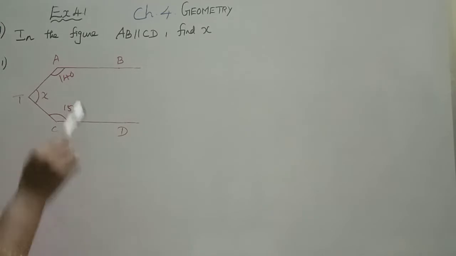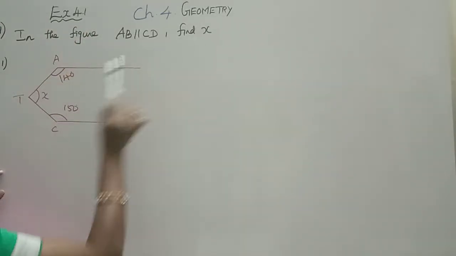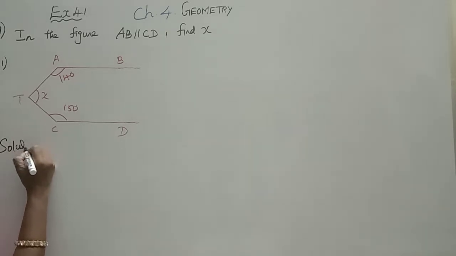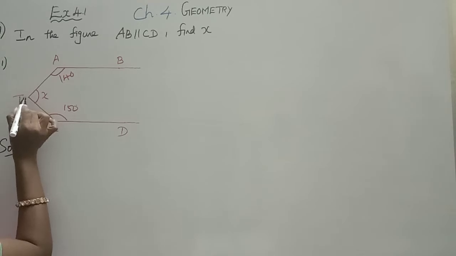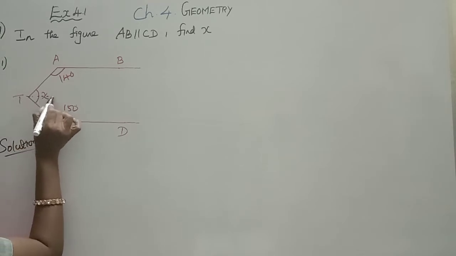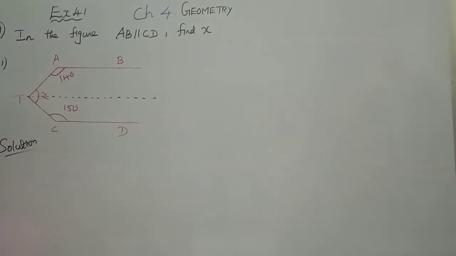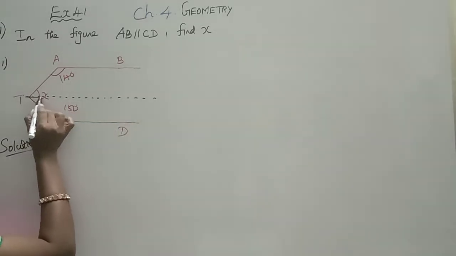Now the first sum, exercise 4.1. In the figure AB is parallel to CD, find x. This is the angle you have to find. They have given AB parallel to CD. So to solve this, first I am going to draw a parallel line, which is here. I have constructed one line.